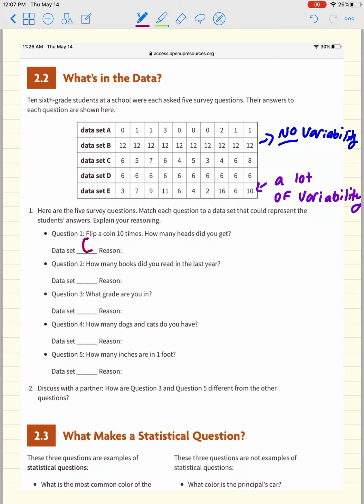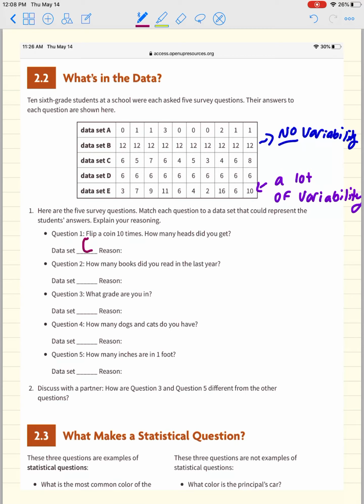So if you look at data set A, probably there's students that have read more than 3 books. So probably it's not that one. Data set B, I think it's very unlikely that all students read 12 books. Probably not. Data set C, well, we already used that one, so we know it's not going to be C. Data set D also has no variability, right? I don't think that it's likely that every single student read 6 books. That just doesn't make sense.